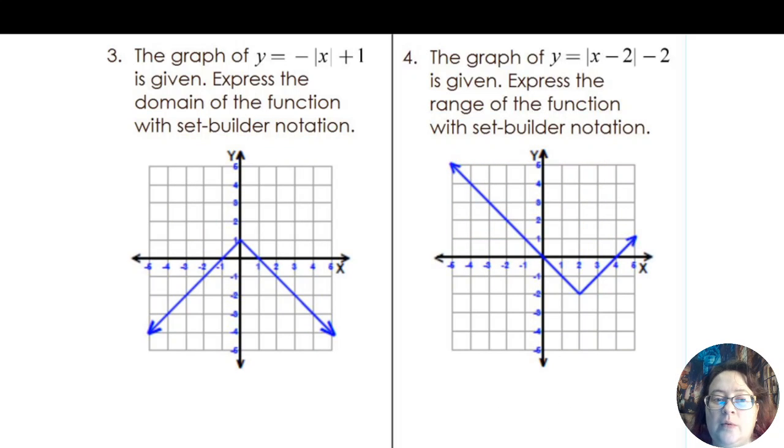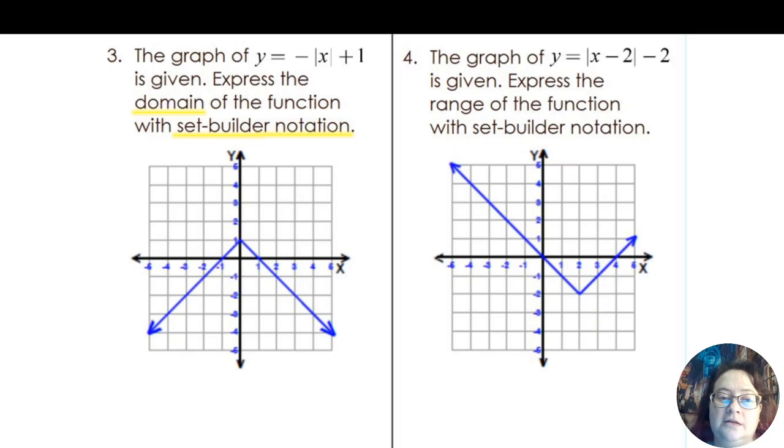Let's try some with set builder notation. Number 3 gives us a graph, and it asks us to express the domain with set builder notation. And I underline domain and set builder notation because that tells me what I'm looking for and how I'm going to answer that question.